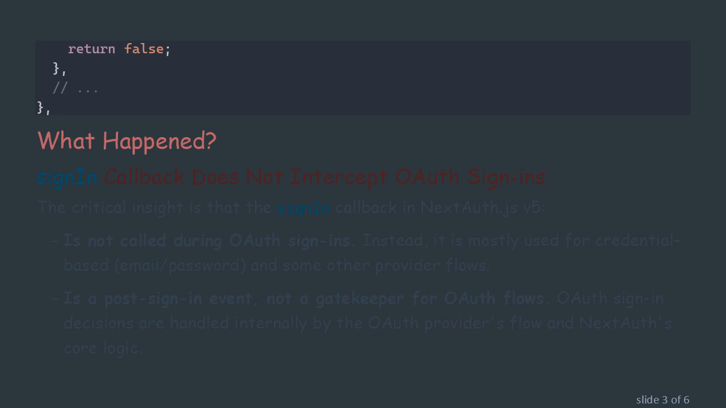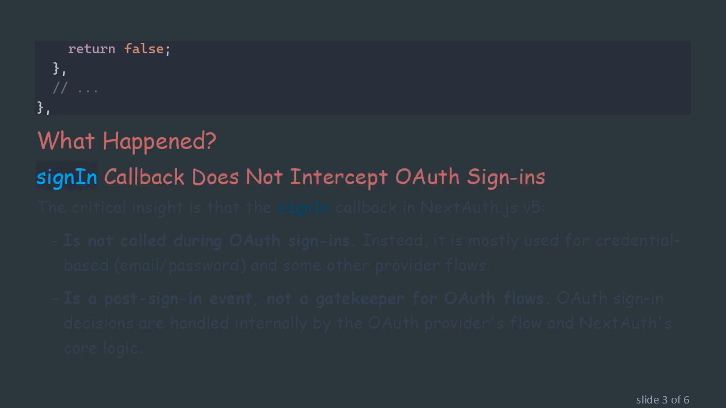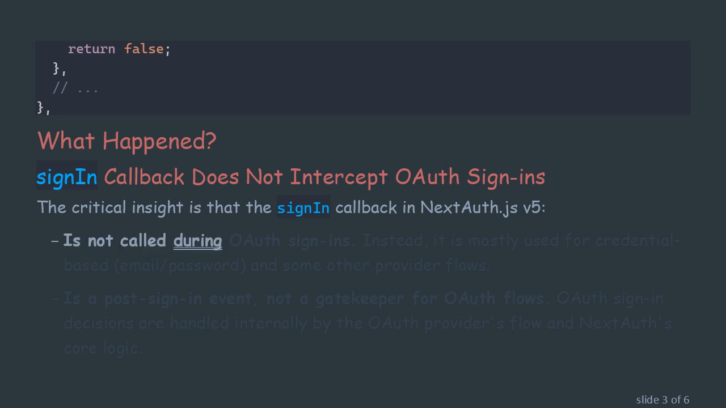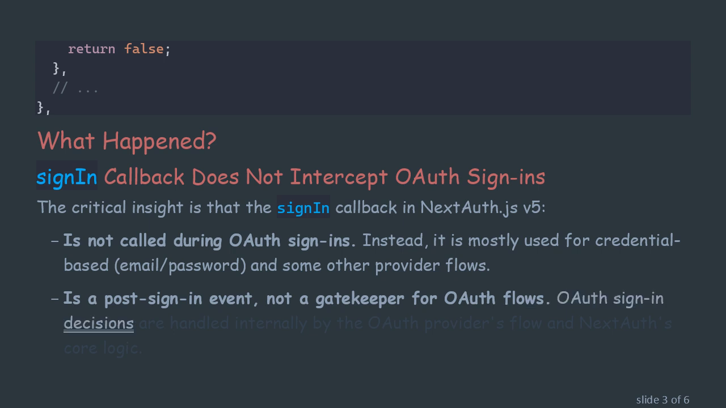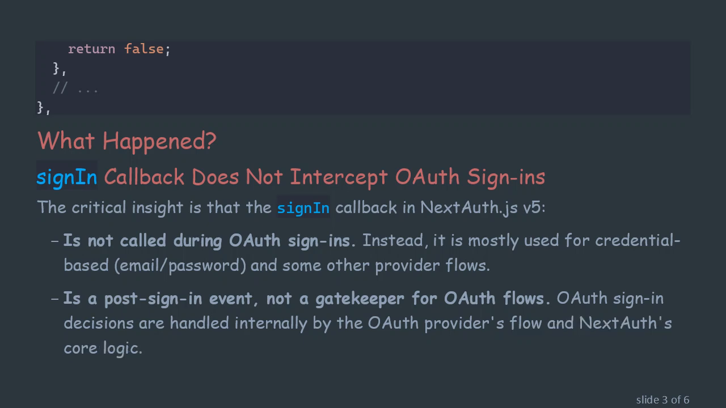What happened? Sign-in callback does not intercept OAuth sign-ins. The critical insight is that the sign-in callback in NextAuth.js v5 is not called during OAuth sign-ins. Instead, it is mostly used for credential-based, email/password, and some other provider flows. It is a post-sign-in event, not a gatekeeper for OAuth flows. OAuth sign-in decisions are handled internally by the OAuth provider's flow and NextAuth's core logic.